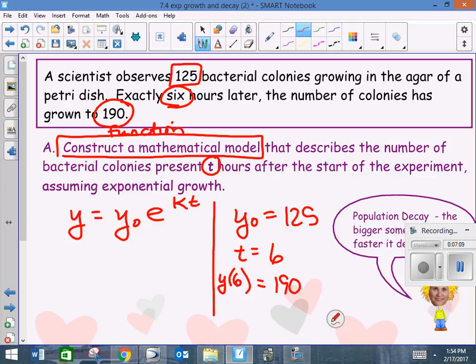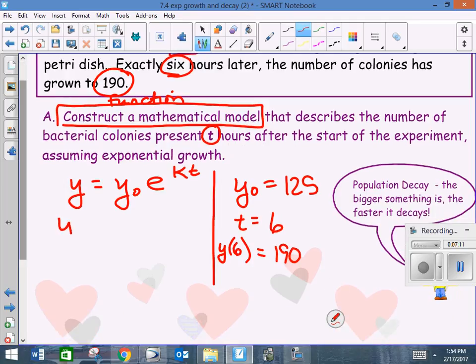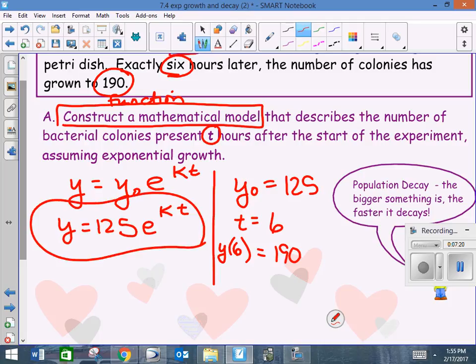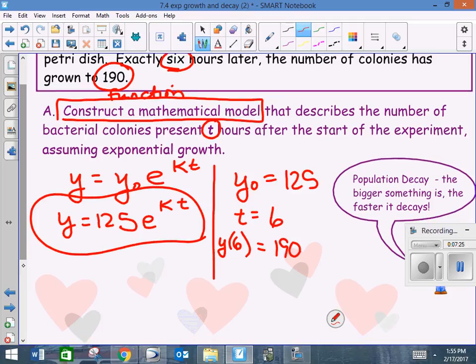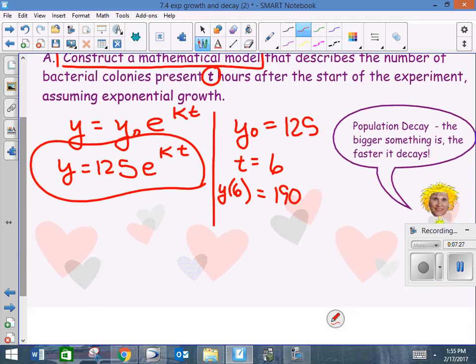So we're going to find our k. K is unknown. If we find k, we have our mathematical model right there. The 6 and the 190 are going to help us find our k. Do you remember this? So for y of 6, where are we going to put the 190? Right here: 125 e to the k times 6, or 6k. All right, go ahead and solve.